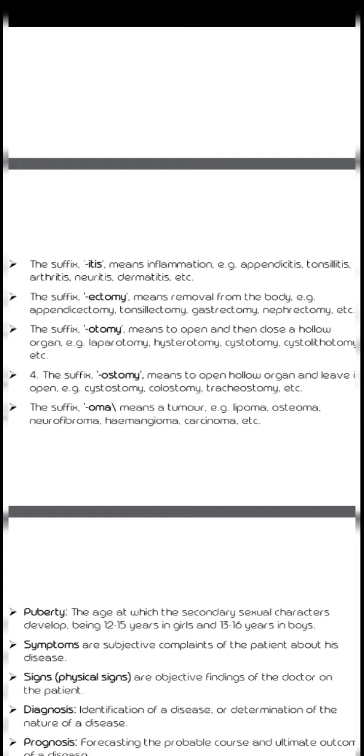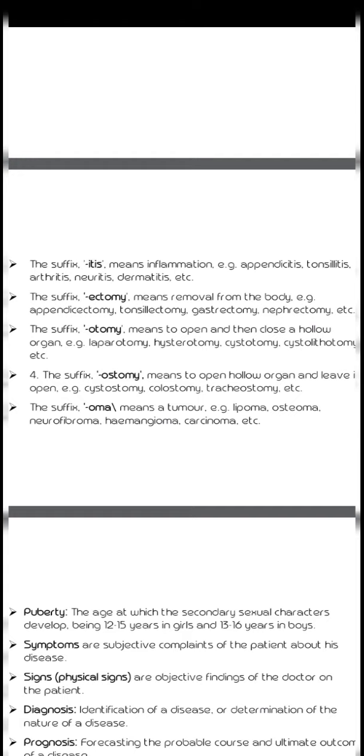Whereas the suffix is any term which comes after a singular term, just like itis, ectomy, otomy, appendicitis, tonsillitis, neuritis. Itis is the suffix. Suffix is that which comes at the end. So let's study some common suffixes.